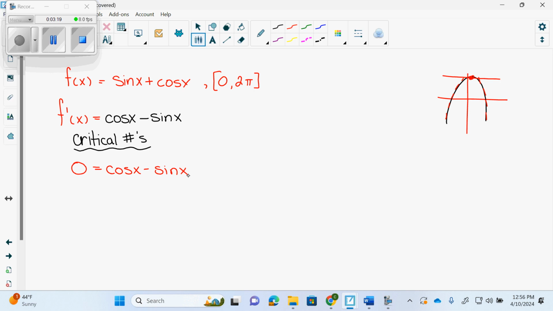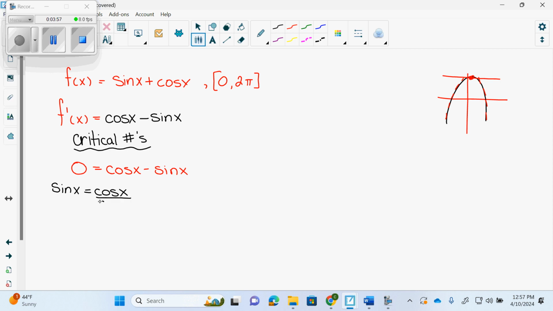Now, I can move the sine x over, so I have sine x equaling cos x. Do you agree? Now, there's two ways we can do this. We can do it just the way it is. Where is sine x equal to cos x? That's a 45, right? At pi over 4, when it's root 2 over 2 and root 2 over 2, or negative root 2 over 2 and negative root 2 over 2. Or we can actually divide the cos over and get this side equal to 1.